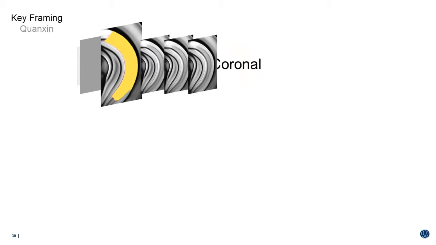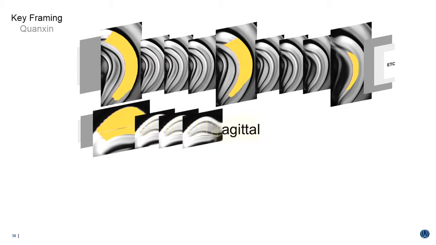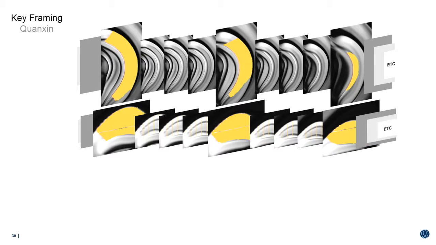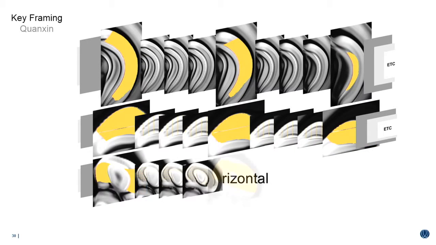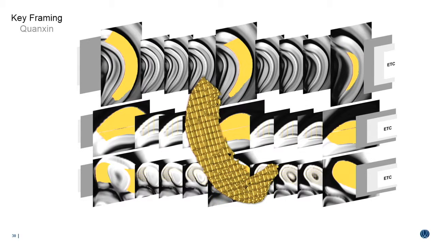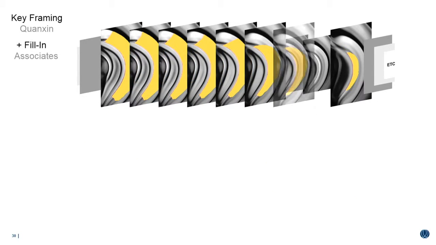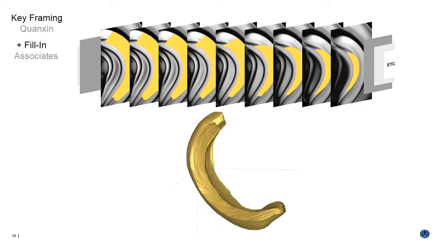And this is what it looks like in practice. So we're taking CA1 of the hippocampus, and Chuanzin is drawing on the coronal plane every fourth or fifth section, moves on to the sagittal, and then the horizontal. And the result is this waffle-like weave structure. The associates then take one of the orientations, usually the one with the least number of plates, and fill them in to get the full concatenated smooth structure.